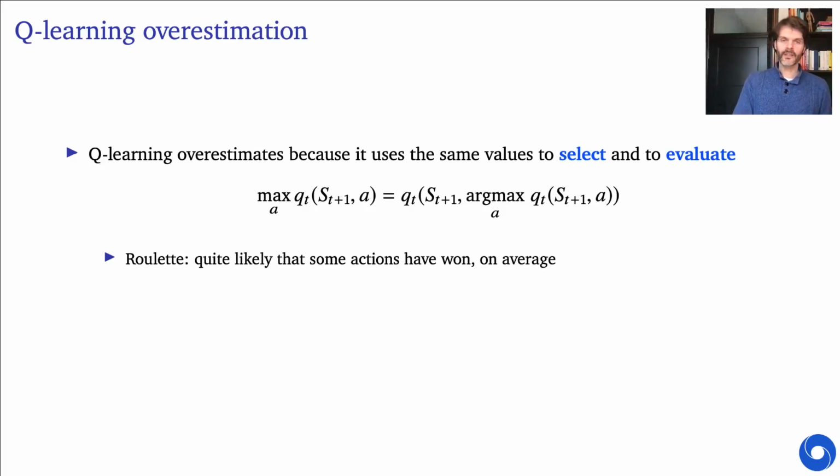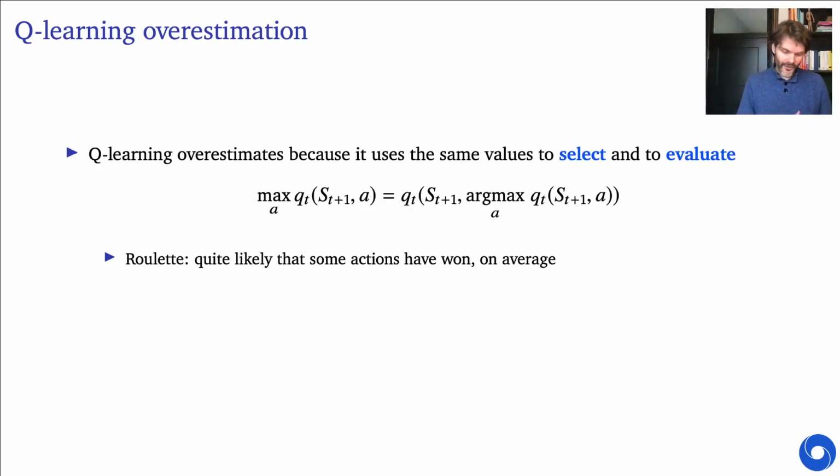So in roulette, to make it concrete, it's quite likely that some of the betting actions that you've done so far will have won on average. Maybe slightly more often an even number has come up than an odd number, or maybe the number 14 has popped up slightly more often than would be expected on average. There's always going to be some actions that will have won more than they will do in the long run.